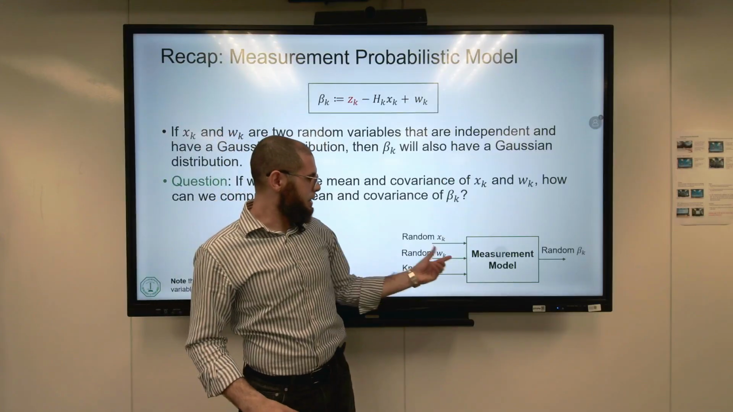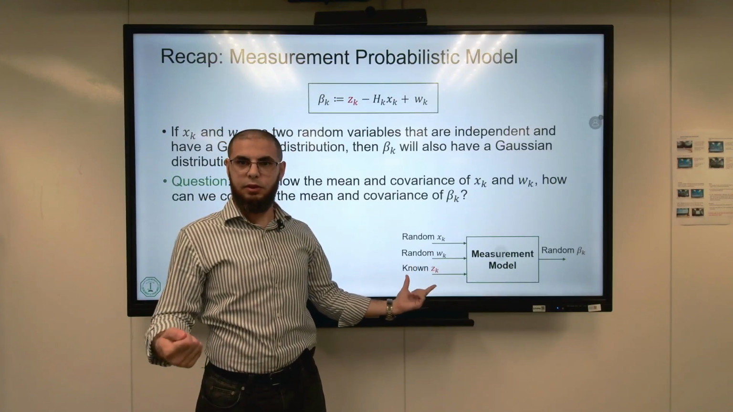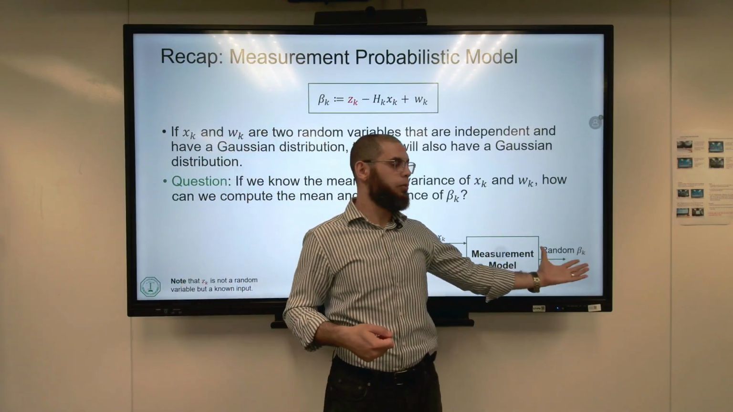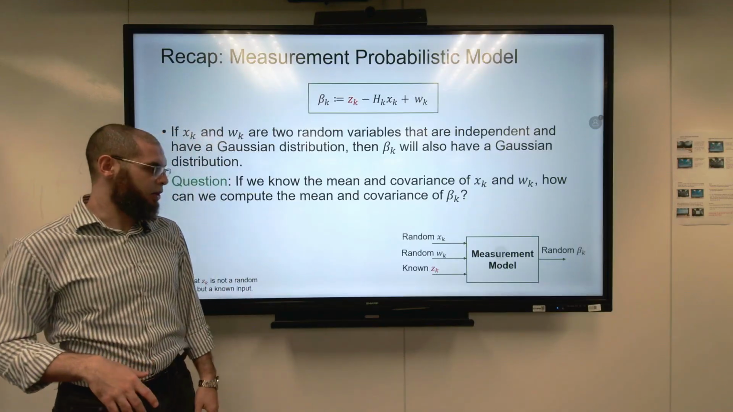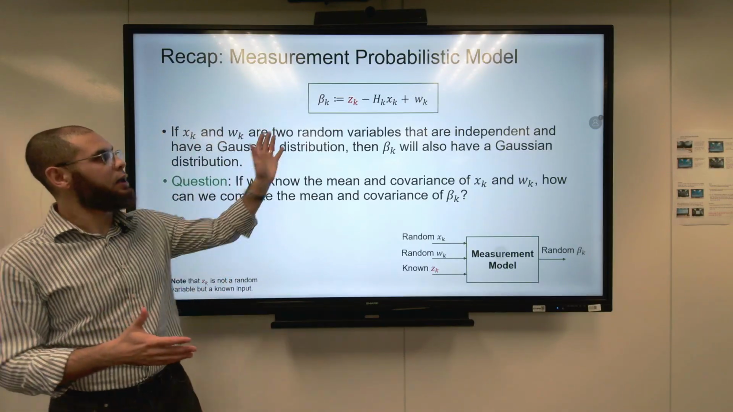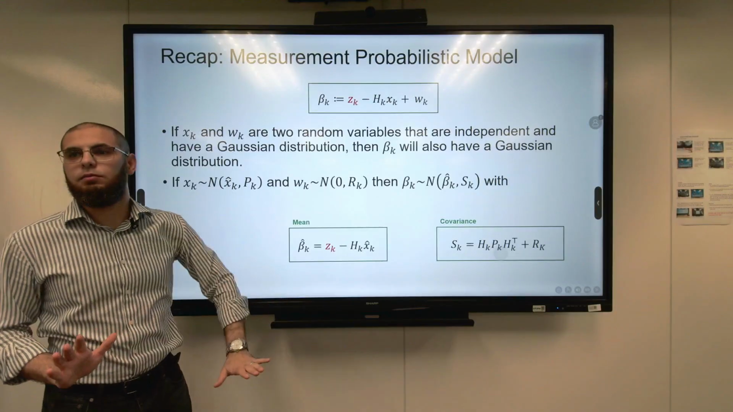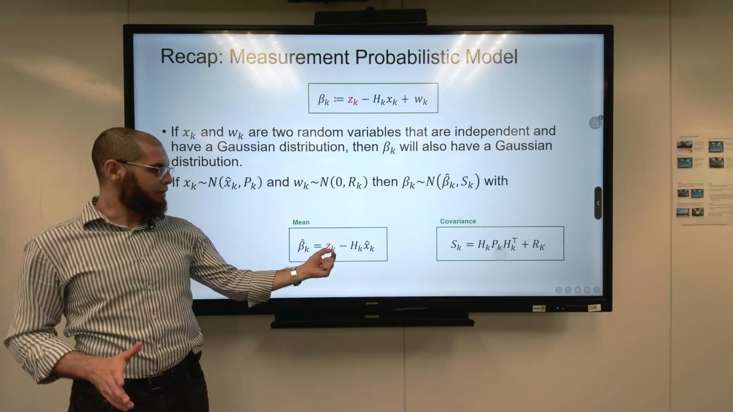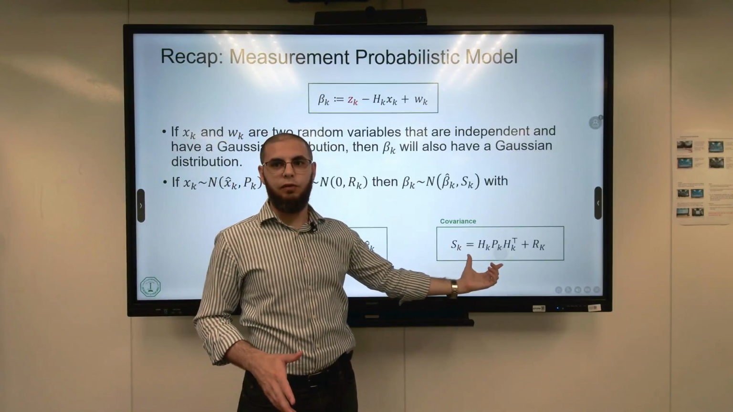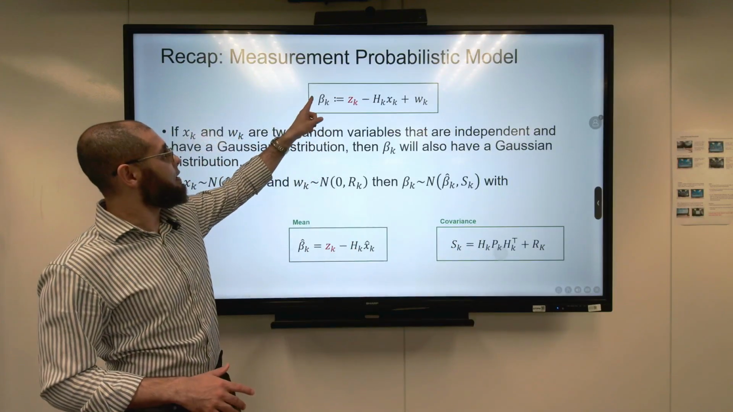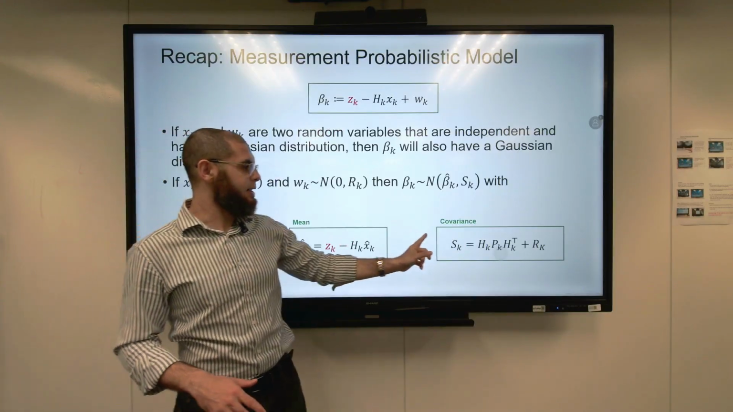So the measurement model simply takes a random xk, a random wk, which is the noise, and the known measurement zk that you get from the sensor, and you say, okay, this is the output, which is a random beta k. So this is the random innovation. And again, the same question: if we know the Gaussian on the right-hand side, can we compute the Gaussian of the left-hand side? And it's exactly the same expression. You have the same equation for the means and the same equation for the covariance. The only thing is that for beta, the mean is beta hat, and the covariance is called sk.